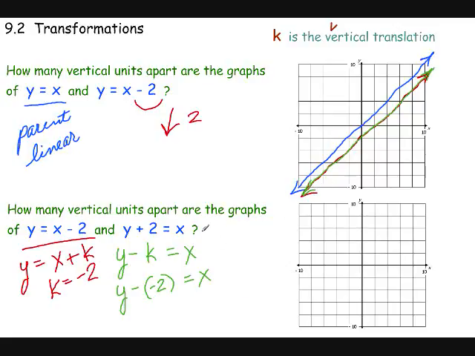Now I could show this another way too. I could transform this into an equivalent equation, right? I just would subtract 2 from both sides, and I'd have y equals x minus 2.